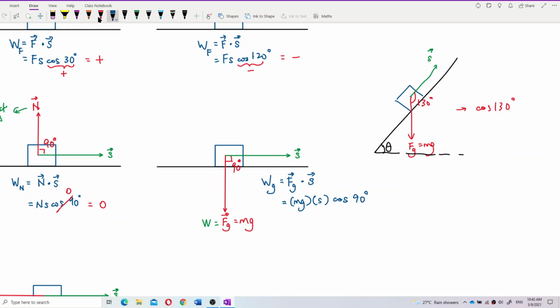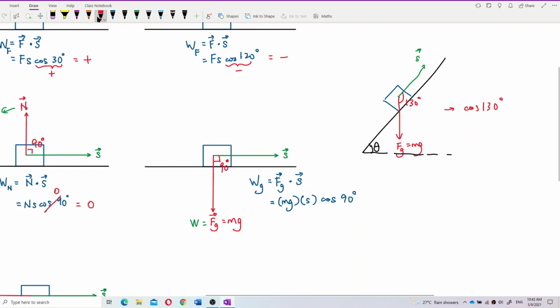Cosine 90 for this case. Cosine 90, again, you press the calculator, you will get 0. Cosine 90 is 0. That means for this one, the gravitational force is perpendicular to the displacement. Does it bring any effect to the displacement? No, it has no effect on the displacement. This gravitational force doesn't bring the object to the right.